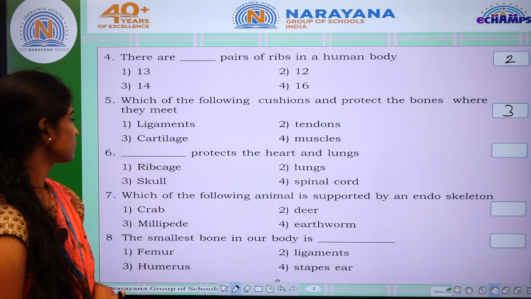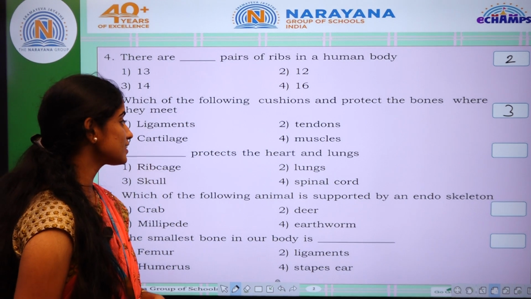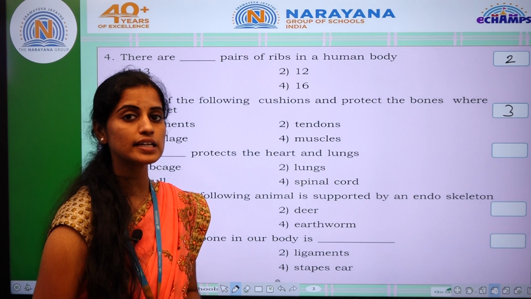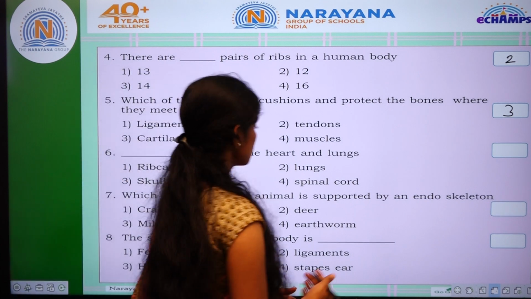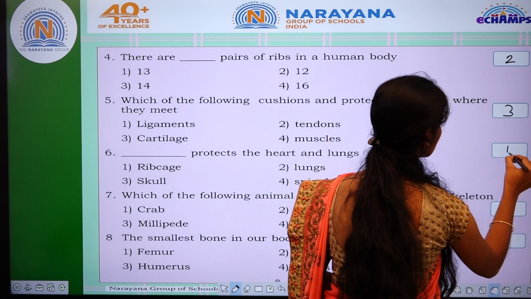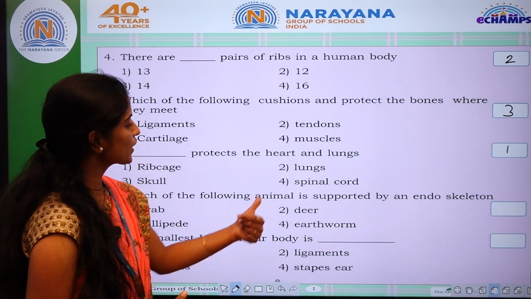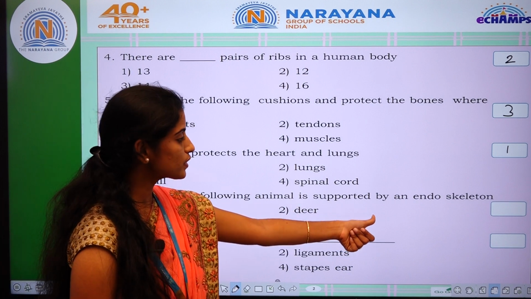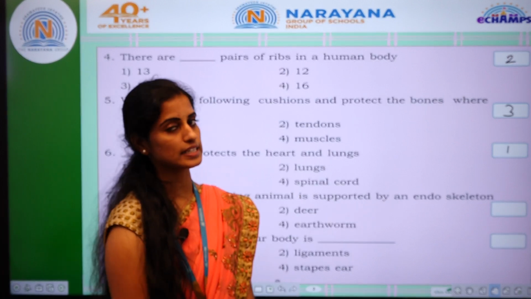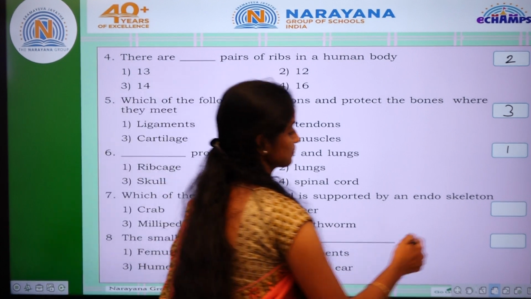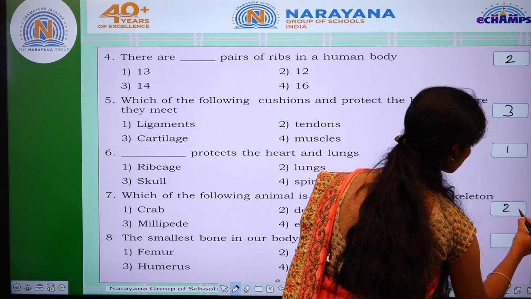Sixth question. Dash protects the heart and lungs. Heart and lungs are protected by the rib cage. Correct option is number 1. Seventh question. Which of the following animals is supported by an endoskeleton? The animal which is supported by an endoskeleton is deer. Correct option is number 2.